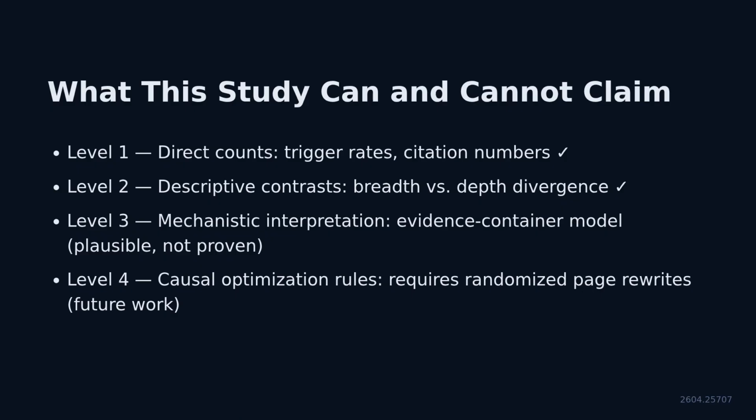The paper is careful to separate what the data can and cannot support. Direct counts and platform-level descriptive contrasts are treated as empirical findings. The evidence container mechanism is presented as a plausible interpretation consistent with multiple converging patterns. Causal claims, for example, that adding a comparison section will definitely increase future absorption, are reserved for future controlled experiments where page features are manipulated and outcomes are remeasured. This scientific discipline is central to the paper's value.